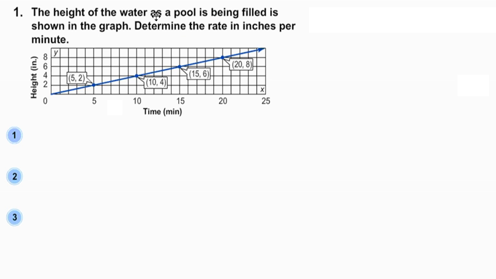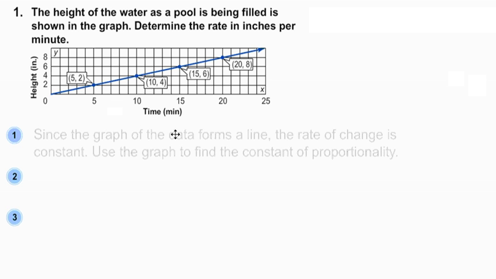The height of the water in a pool being filled is shown in the graph. Determine the rate in inches per minute. Okay, so this is kind of like finding the slope. When we're dealing with this situation, we want to know how much it increases over time.